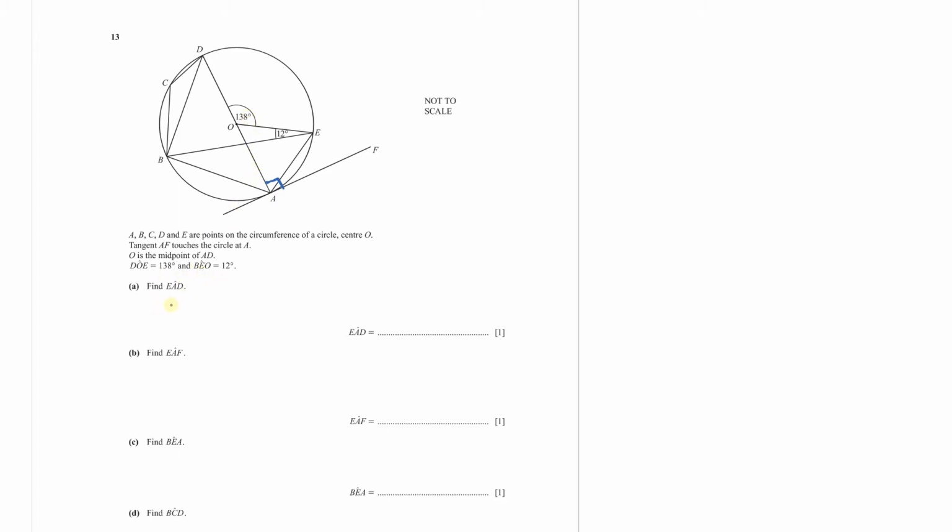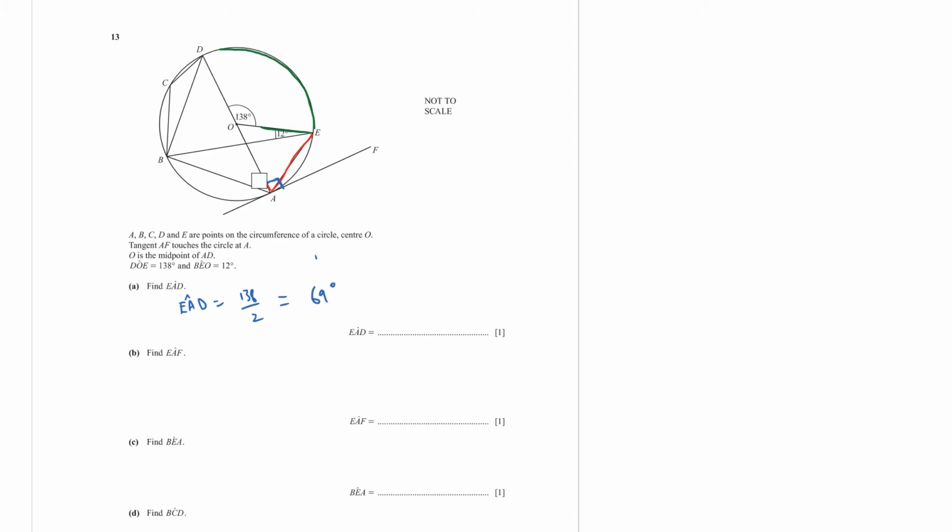Part A is find angle EAD. So EAD is this angle here. So let me actually draw this in red. So this is the angle EAD. And if you look at this arc ED, it subtends this angle EAD, and this arc also makes this angle at the center as well. So we can use the property that angle at center is twice the angle at the circumference. So angle EAD will be simply 138 divided by 2, which is 69 degrees. So this angle EAD is at the circumference, angle EOD is at the center, and it is subtended by the same arc. So we can use that property.